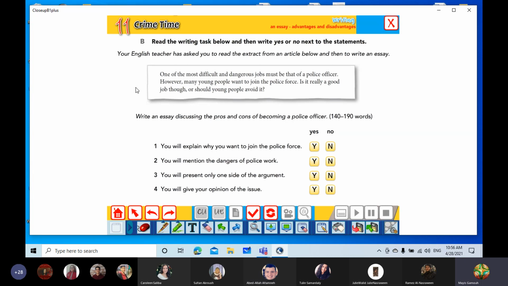So, all right, let's all look at it. One of the most difficult and dangerous jobs must be that of a police officer. So here, the topic is about becoming a police officer. Number 1, Abdullah, you will explain why you want to join the police. Is it talking about you or in general? Is it yes or no? It's a no, because I'm talking in general. Thank you, dear.